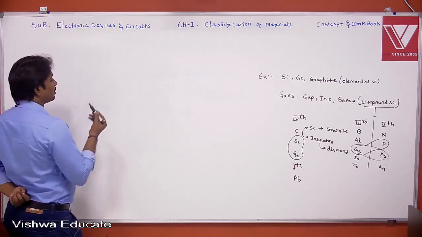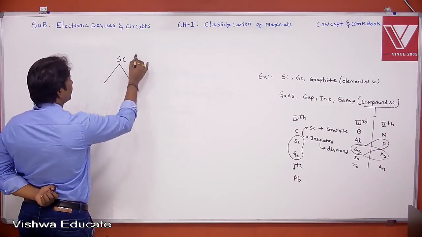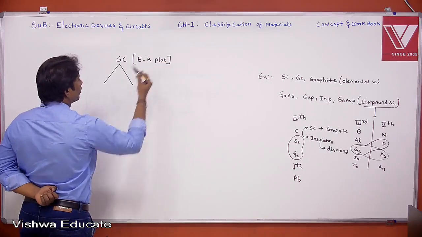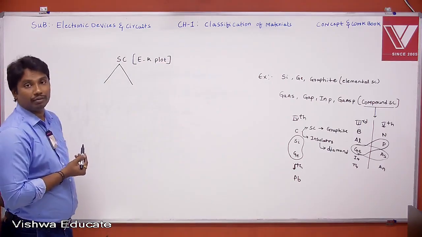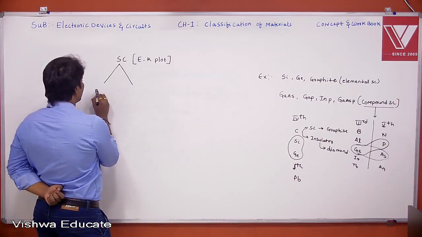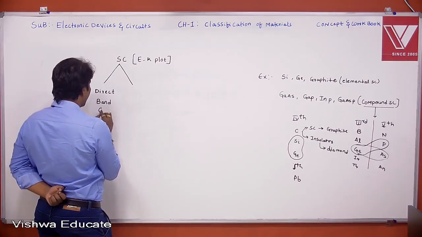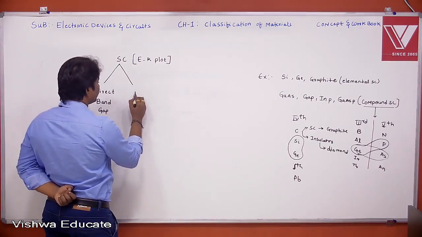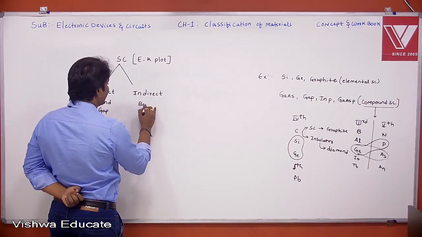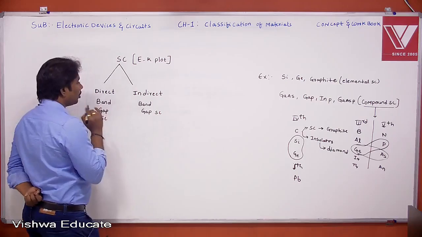Coming to the classification of the semiconductor. You know, semiconductors can be classified into two types. Based on what? Based on the E-K plot. The E-K plot is nothing but the energy versus momentum plot. Based on the E-K plot, semiconductors can be classified into two types: direct band gap semiconductor and indirect band gap semiconductor.